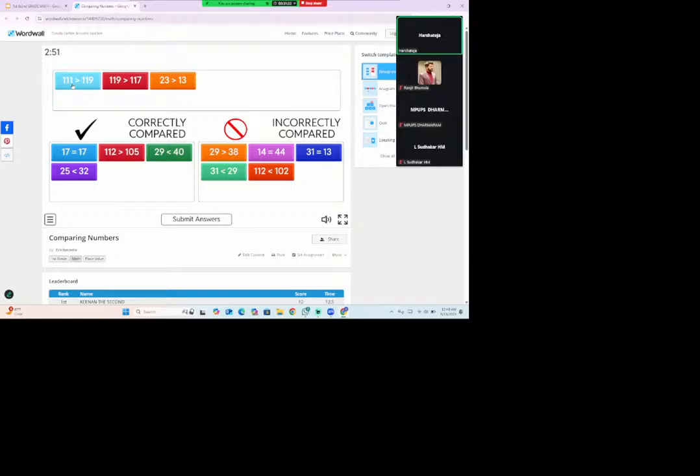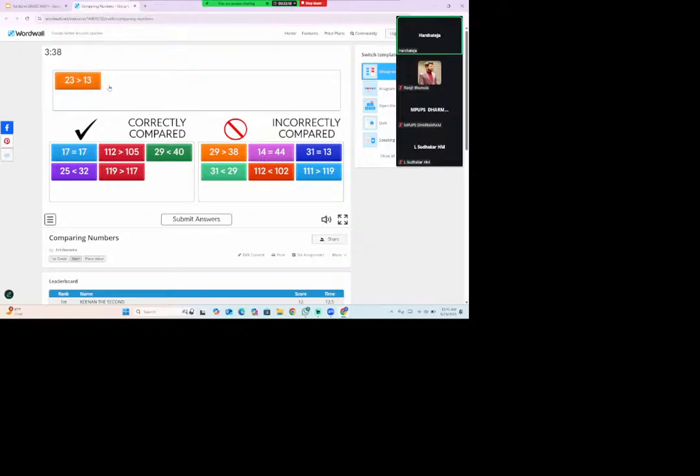111 and 119. So the hundreds place is the same, the tens place is the same, but the ones place is different. And we know that 9 is greater than 1, so 119 should be greater. But the teeth are pointing towards 111, so this is incorrect. And now 119 is greater than 117. Hundreds place is the same, the tens place is the same, but the ones place is not the same. 9 is greater than 7, and the teeth should be facing towards 119. So we see here that this is correct.